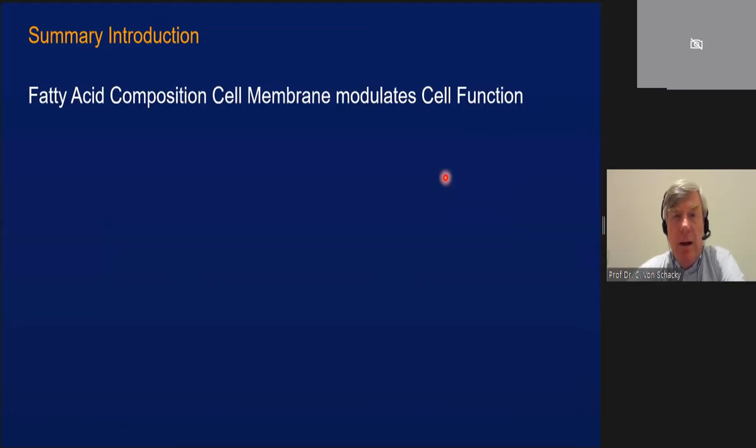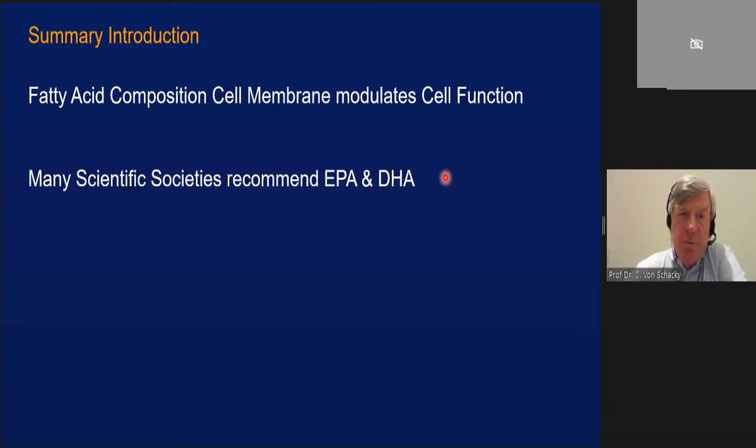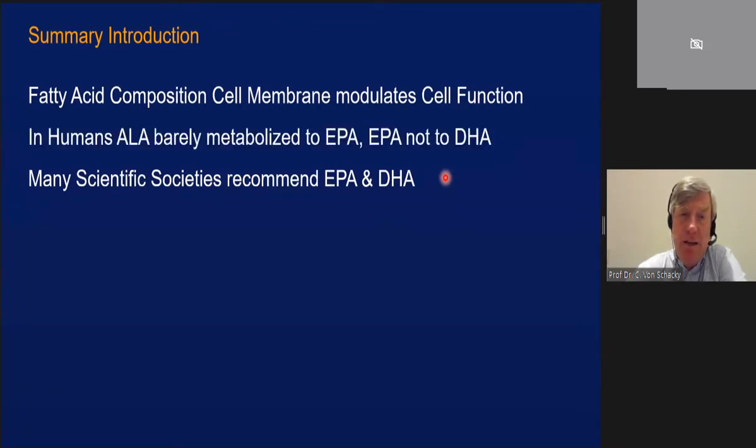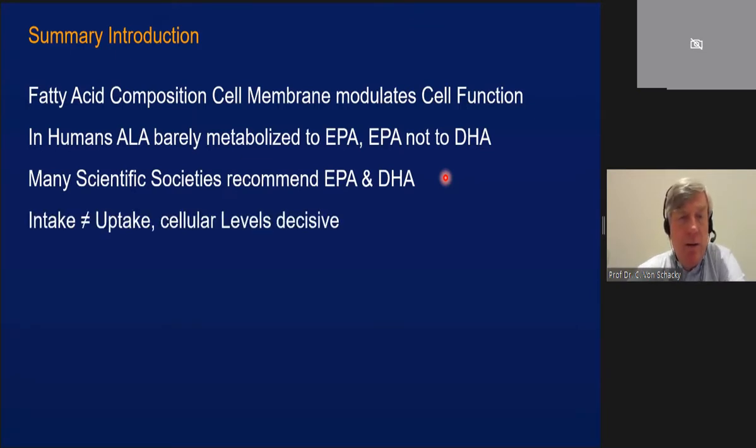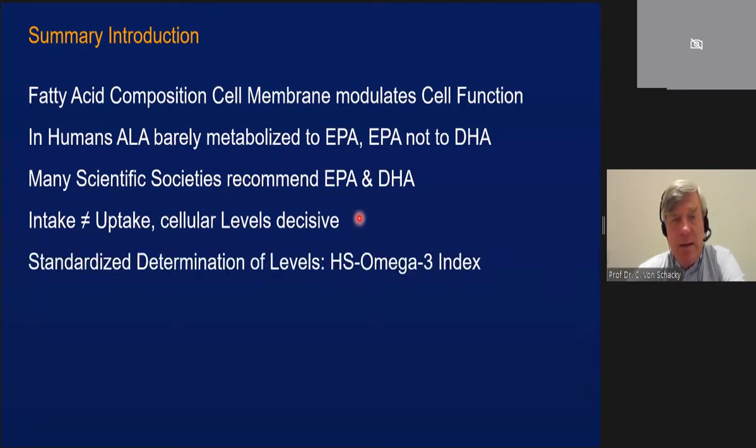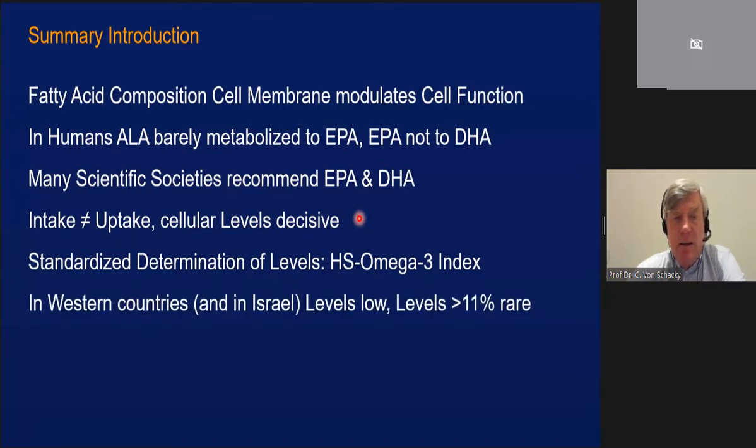So let me sum this up. The fatty acid composition of the cell membrane modulates cell function. Many scientific societies recommend intake of EPA and DHA for whatever reason. In humans, plant-derived alpha-linolenic acid is barely metabolized to EPA, and EPA not to DHA, but we need DHA to build and maintain the brain. Intake and uptake don't have much to do with each other, but for clinical events, cell levels are decisive. We have this standardized determination of level. In Western countries and in Israel, levels are low.